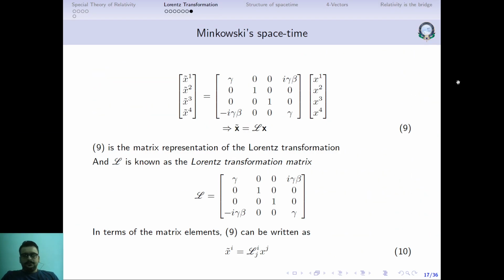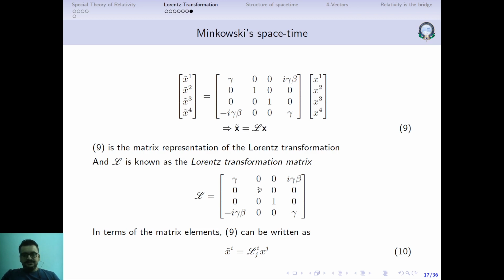Hello and welcome back to the second part of this lecture on Lorentz transformation. In the first part we had stopped at Minkowski spacetime, and we showed that using the Minkowski spacetime coordinates, we can express the Lorentz transformation as a matrix transformation equation. You're transforming from one set of coordinates to another set of coordinates, and the transformation matrix is the Lorentz transformation matrix.